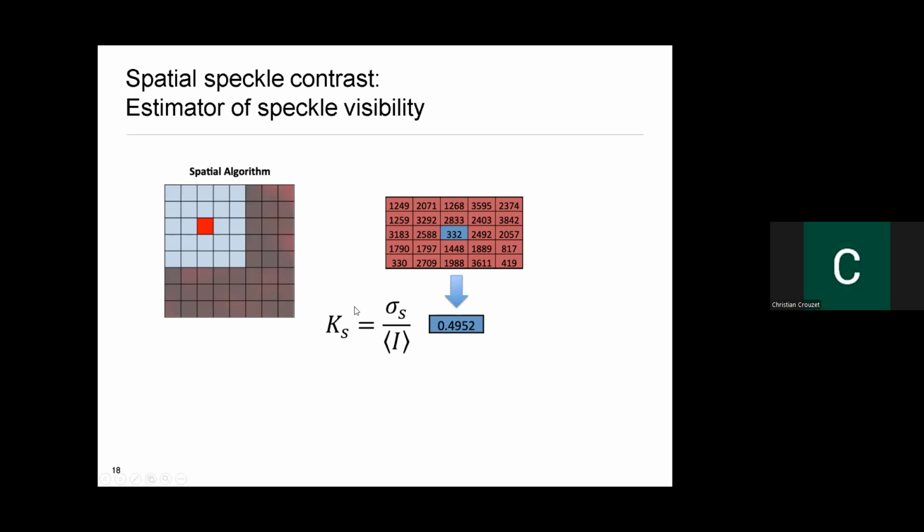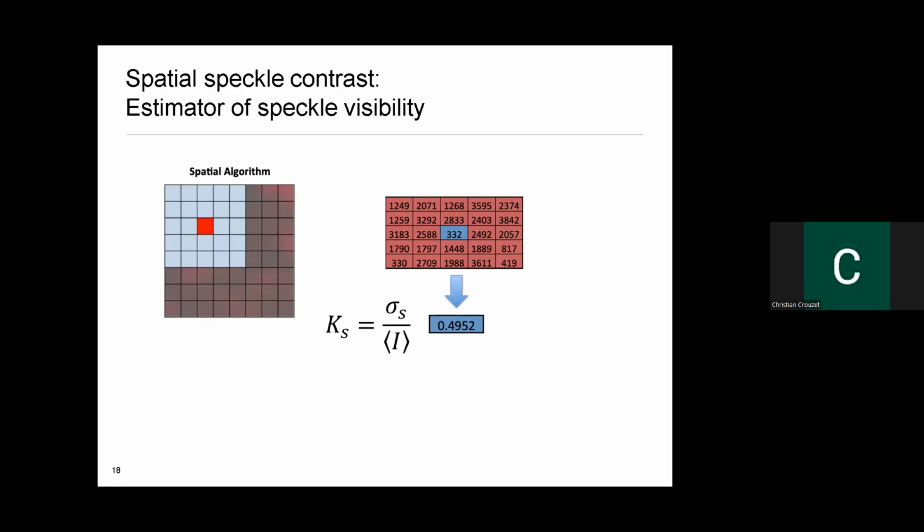And within that window, we compute the standard deviation of the intensity values that are collected by the camera and divide that by the mean intensity. So here we have an example of intensity values that are within this 5 by 5 area on our camera sensor. And taking all these values, you can compute the standard deviation, divide that by the mean intensity, and get this value that's 0.49. And that's what we call our contrast.